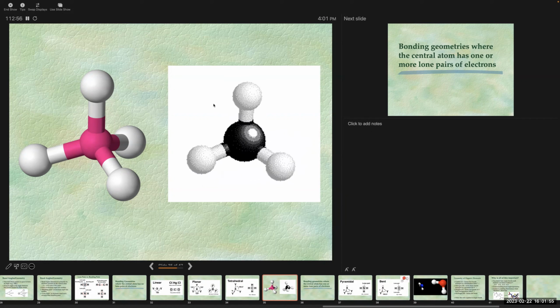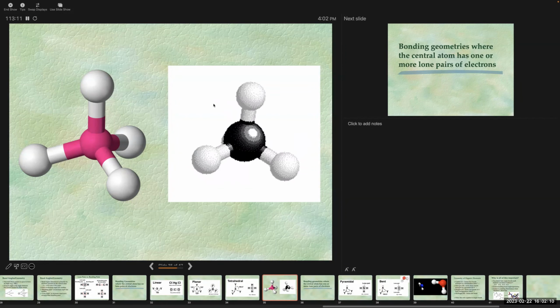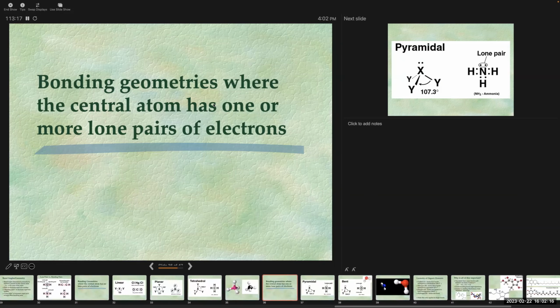Okay, so these geometries that I've shared with you, linear geometry, planar geometry, and then this tetrahedron, are all examples of geometries where the atom in the middle has no lone pairs of electrons. Things start to get a little weird when you have an atom in the center that does have either one lone pair or, in some cases, multiple lone pairs of electrons.